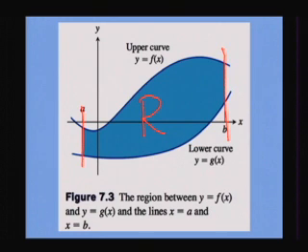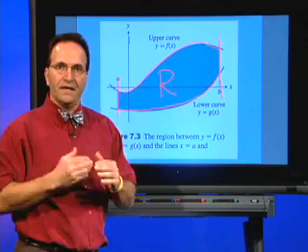So that shows our boundaries, and of course the upper boundary is the curve for y equals f of x, and the lower boundary is the curve y equals g of x. So that region R, bounded by the red lines, is what we want to find the area for.